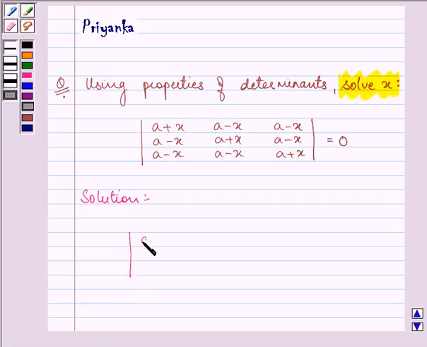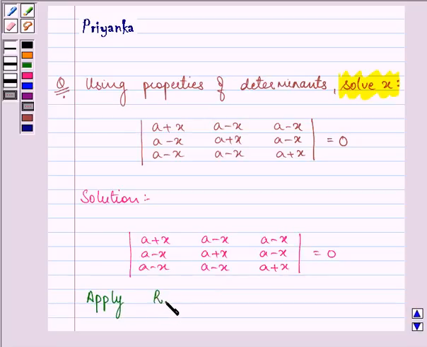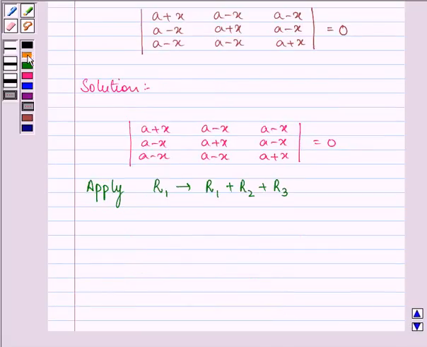Let us rewrite the given determinant once again. Here, on applying, let us add all the three rows in row 1. So it will be equal to row 1 plus row 2 plus row 3. If we add these three rows, we'll have 3a minus x, because 1 positive x will get cancelled out with the negative x, and we are left with a negative x. In the same way, here we have 3a minus x, then 3a minus x, and the second and third row will remain the same.